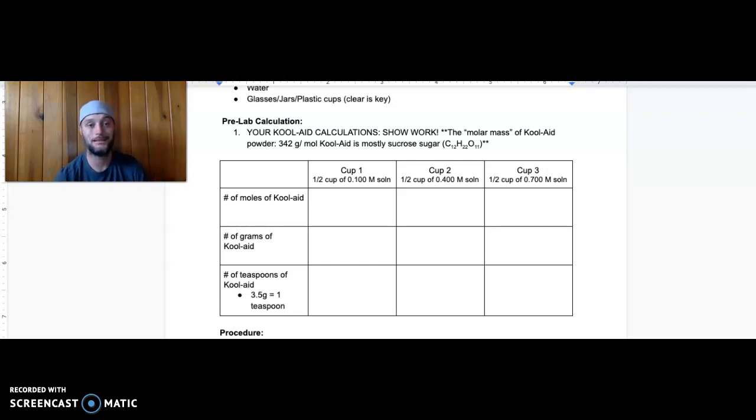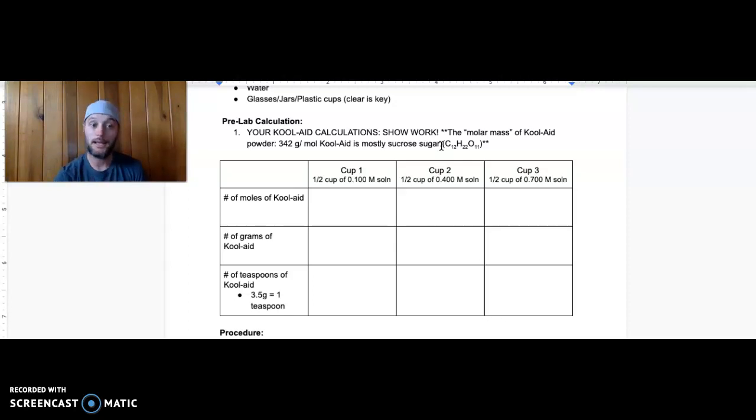So, specific to today's experiment, it's Kool-Aid. We're going to make three different solutions of Kool-Aid. You're going to figure out how much sugar you need to add. Notice there in the calculation question, we're going to assume that the molar mass of Kool-Aid is the molar mass of sugar. It's not perfect, but it's close. So there's some chemistry, some stoich stuff for you to practice, just so you're not losing sight of all the hard work we've done all year long.